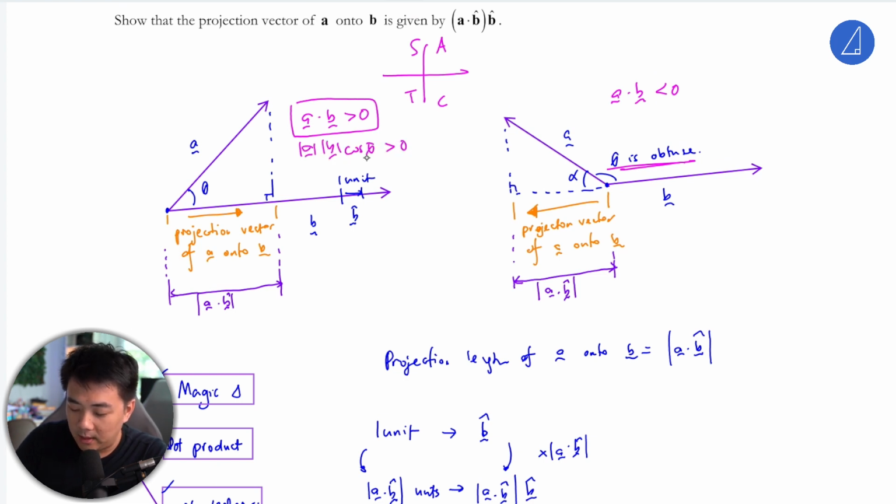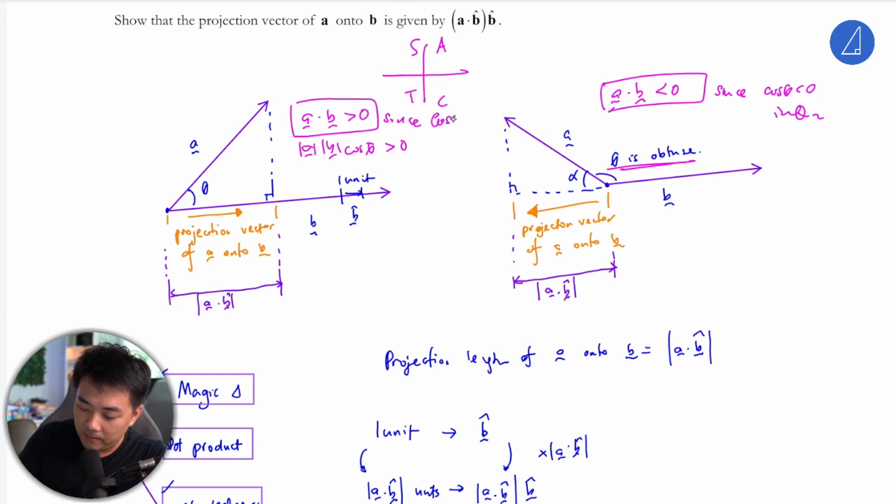So you realize that the one which will give you negative is not mod A or mod B, because they are the lengths of these two vectors. The one which will give you negative is actually the cosine theta. So if theta is in quadrant 2, cosine theta is a negative value here, right? Since cosine theta is negative in Q2, and cosine theta is positive in Q1.